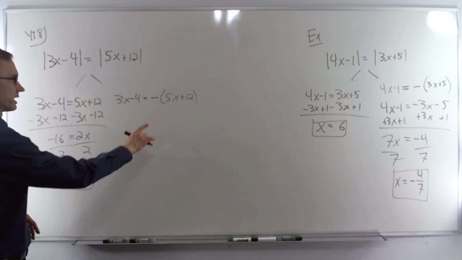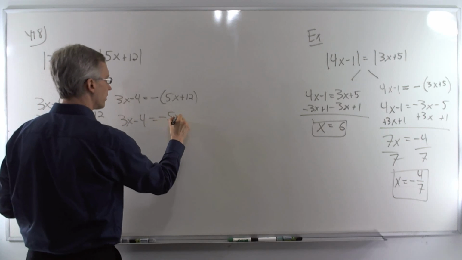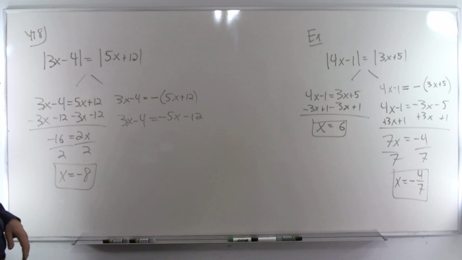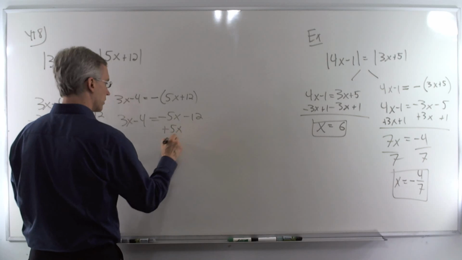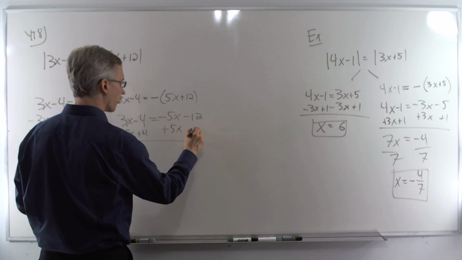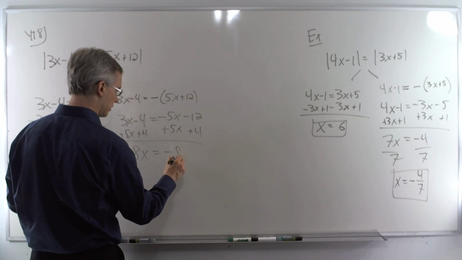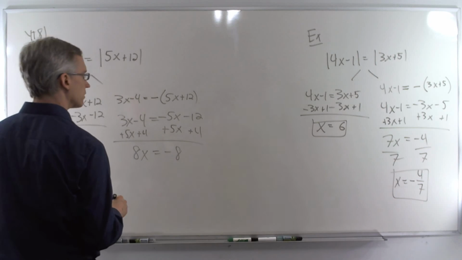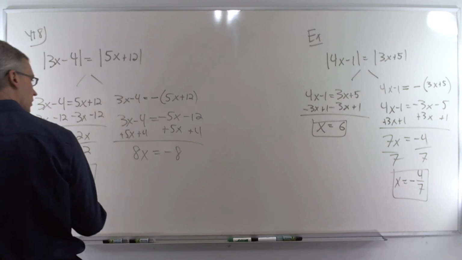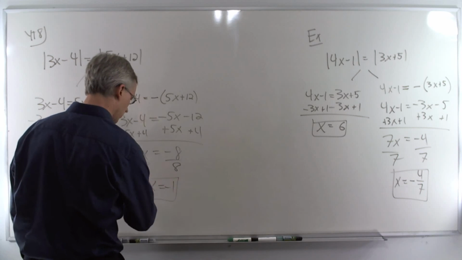Now in this equation, we're going to take that negative and distribute it in. So we got 3x minus 4 equals negative 5x minus 12. All right, now let's combine like terms. Add 5x to both sides. And add 4 to both sides. So that gives us 8x equals negative 8. X equals negative 1.